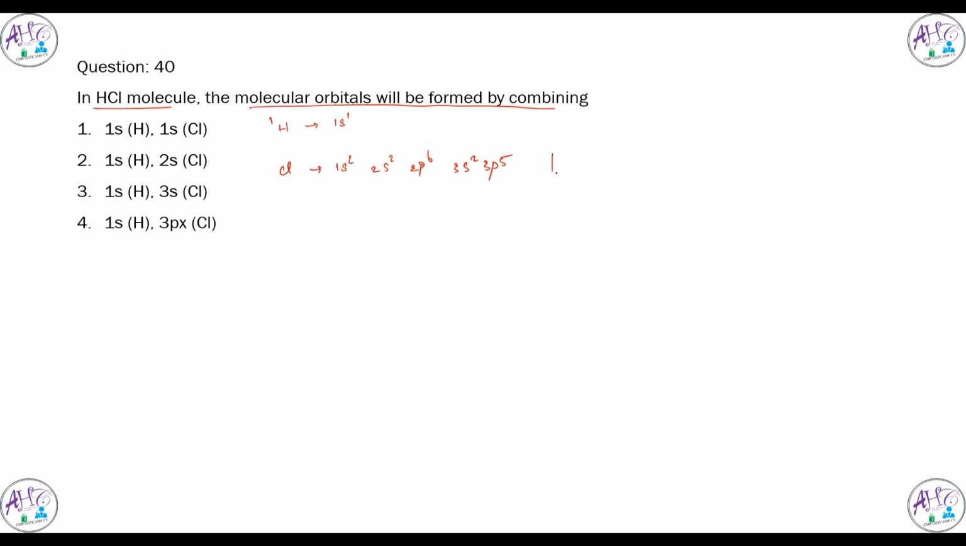So in 3p5 it's going to be like this. If you take the 3p, it's going to be like this: 1 2 3 4 5. So it can be in x, y, and z. Since they have given only one option with 3px, option 4 is the correct answer.